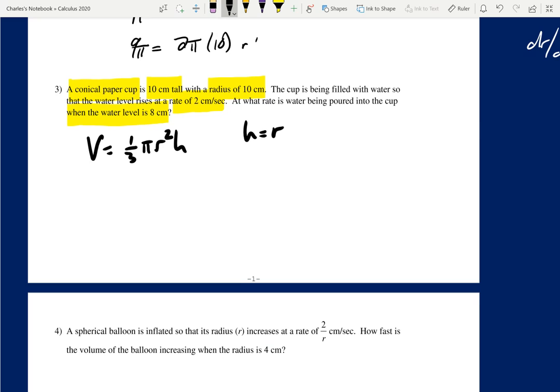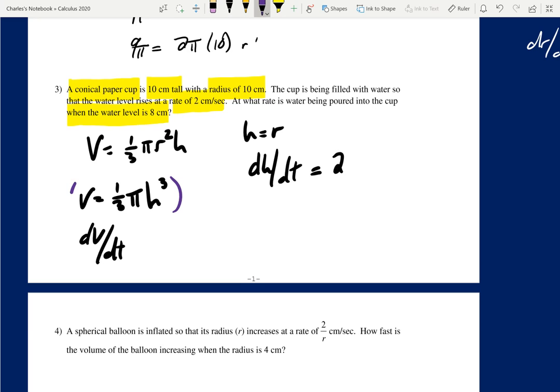So 10 centimeters tall and 10 centimeters radius, which means I can substitute r for h or h for r, and I get the decision of which to do for which. And because they give me a water level rising at 2 centimeters per second, I'm taking that to mean dh/dt is 2. So I'm going to plug in for dh/dt. I'm going to plug h in for r to eliminate r in this case. So now V is equal to 1/3 pi h cubed.